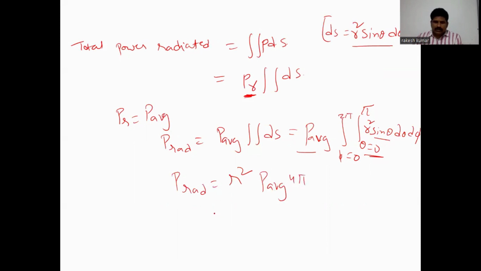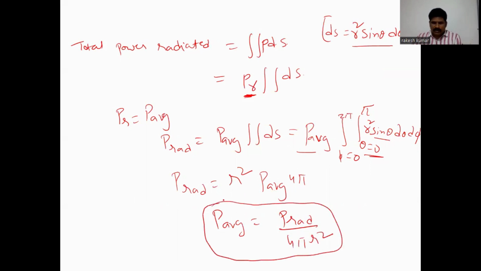From this, what is the final expression for P average? P average is equal to P radiated divided by 4 pi r squared. This is very, very important. The average power density of an isotropic antenna, P average, is equal to P radiated by 4 pi r squared. This is taken as the reference. The total average power radiated by any isotropic antenna is P average equal to P radiated by 4 pi r squared.